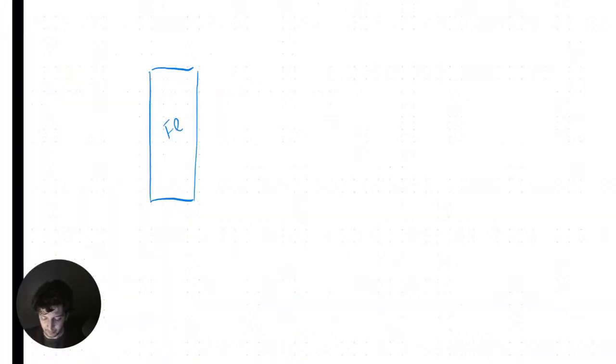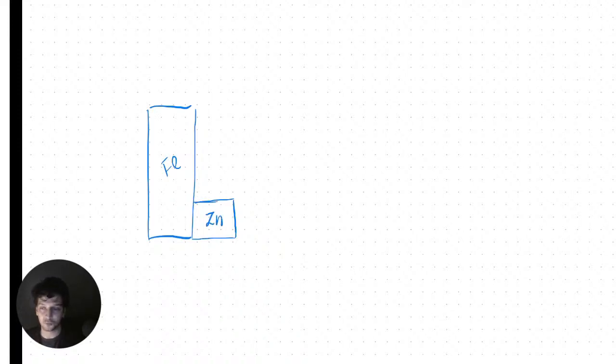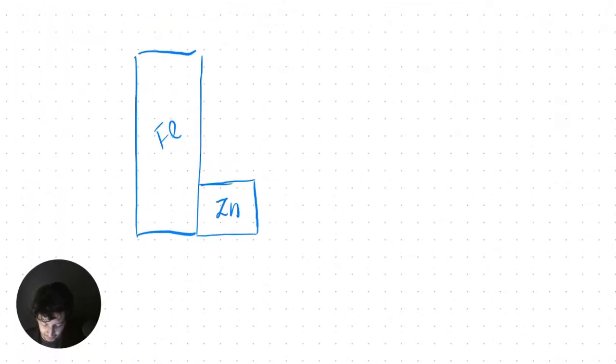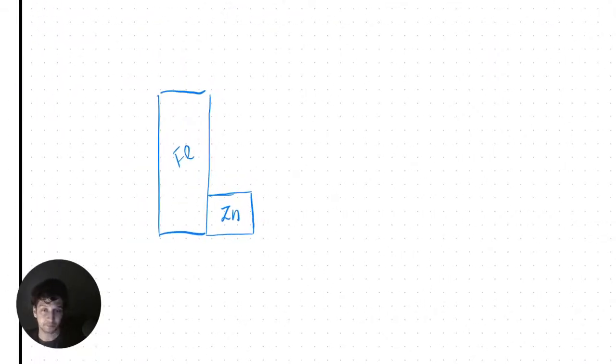Okay, let's say, and this is the most used example, I have a piece of iron and it will rust eventually. But I can mess with this chemistry. How so? I can place or weld another metal to it. Let's say something that's slightly more reactive than iron, right next to it: zinc.